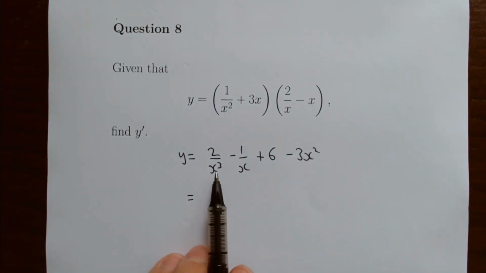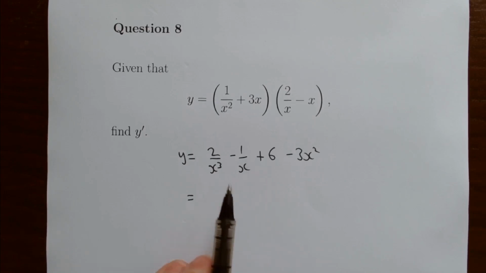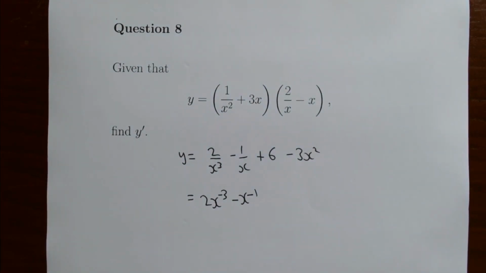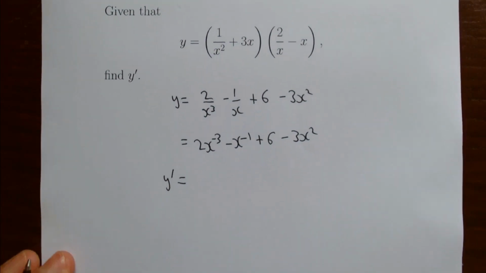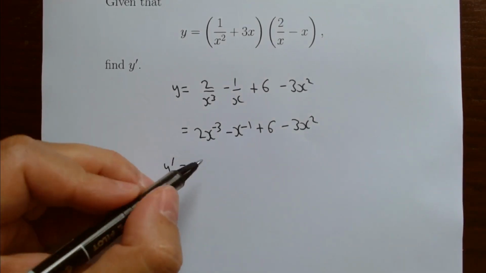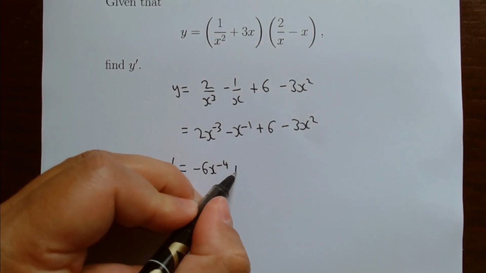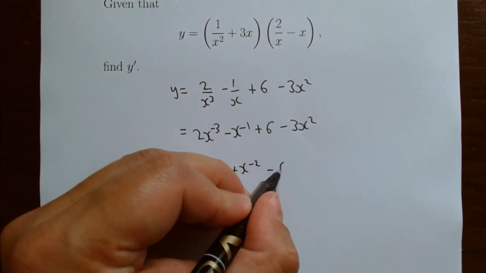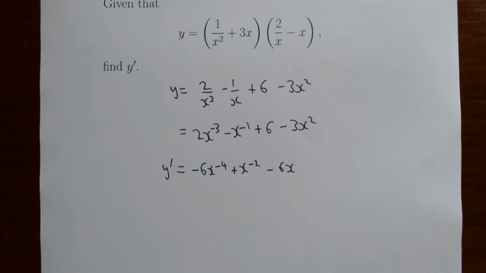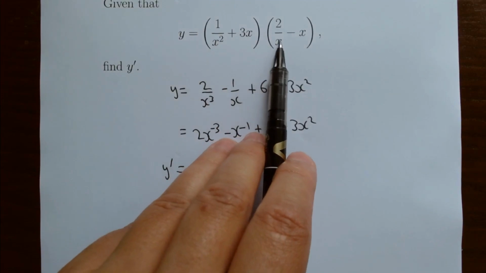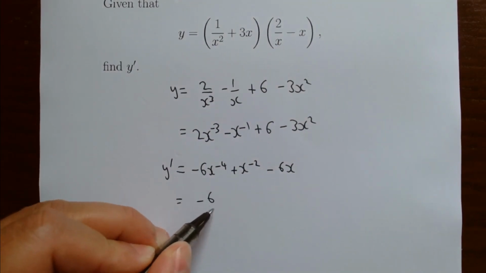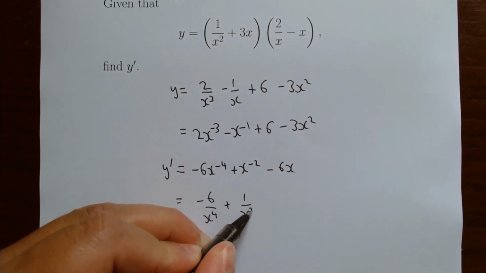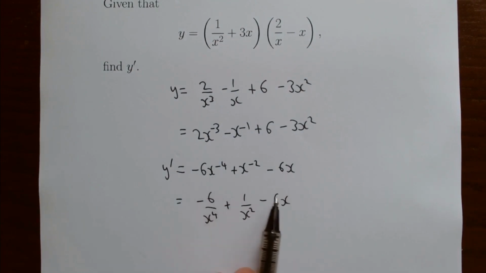Okay, the next step is that we want to put these up. So that becomes 2x to the minus 3 minus x to the minus 1, copy the rest. And now we can differentiate, so we get y dash equals, that's minus 6x to the minus 4 plus x to the minus 2. The 6 cancels, becomes 0, and we get minus 6x for the last term. And because it was given as fractions, I'm just going to convert it in the following. Although it's optional, yeah, both answers are correct.